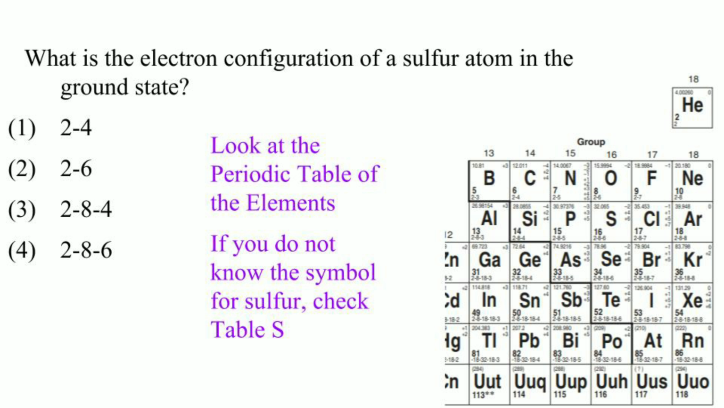Here, we are looking for the electron configuration of a sulfur atom in the ground state. Recall that all the electron configurations on your periodic table are for atoms, and they are all in the ground state. When we look at sulfur, we see that its atomic number is 16. Therefore, there should be 16 electrons in its configuration. When we look at the matching configuration, we can see that choice 4 is the best choice.